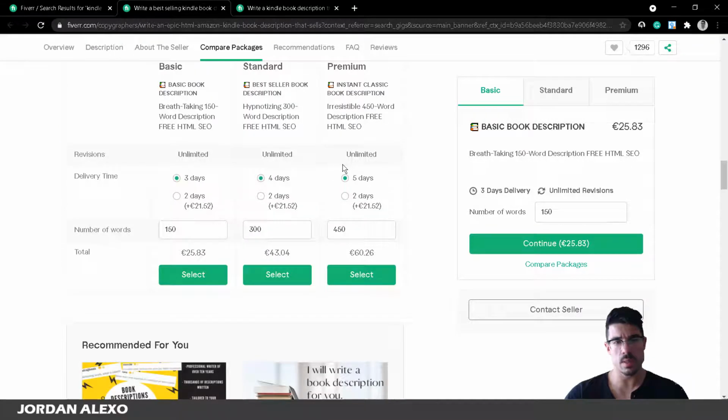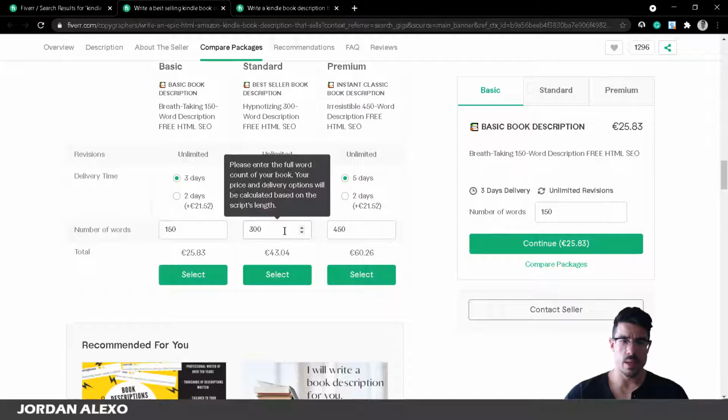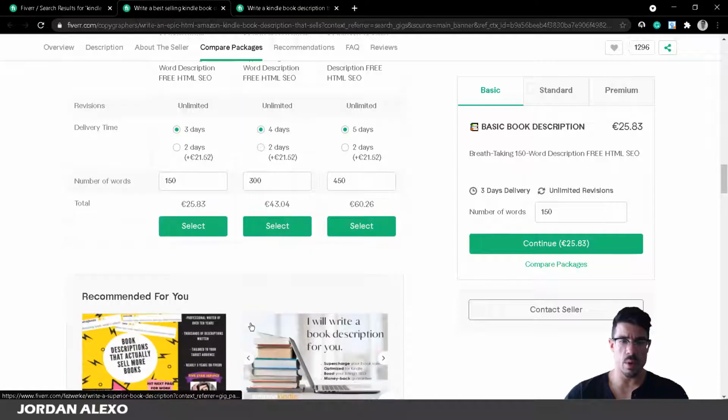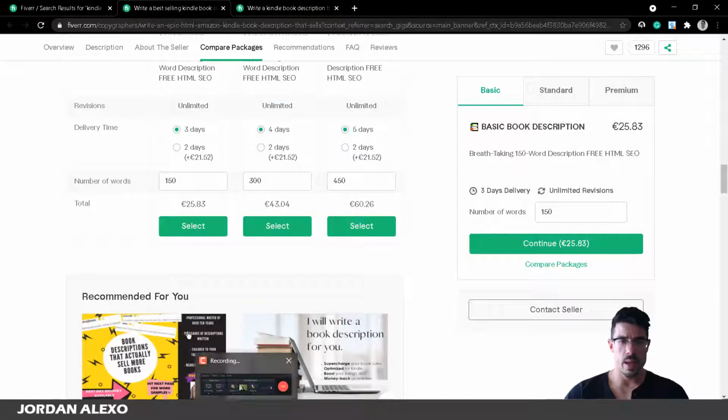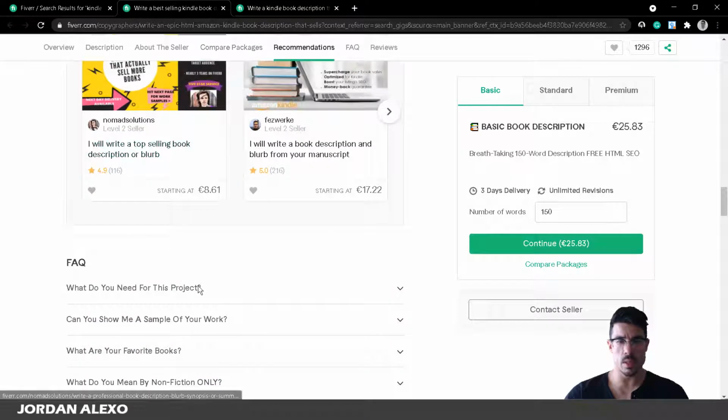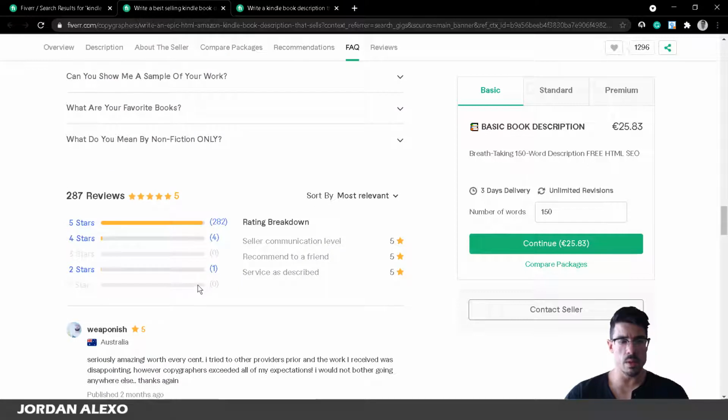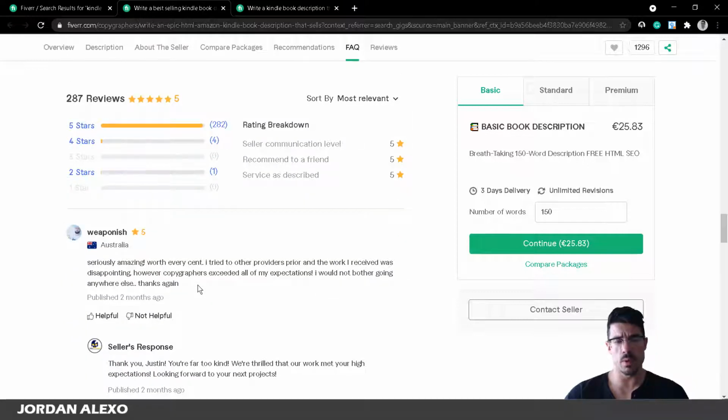You can see different services over here, and you can see that in fact this person has the standard option. I would choose the standard option over here with 300 words, as you can see, and I probably would go for this one over here. And it doesn't take long until they actually deliver your description. 3 days, 4 days to get a description done. Okay, so this is what I would do, and this is how I get descriptions for my book. Okay, I get from someone who knows what they are doing.